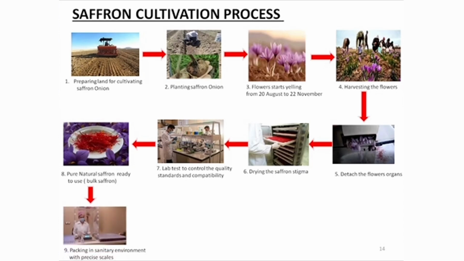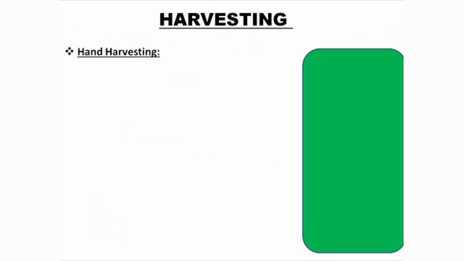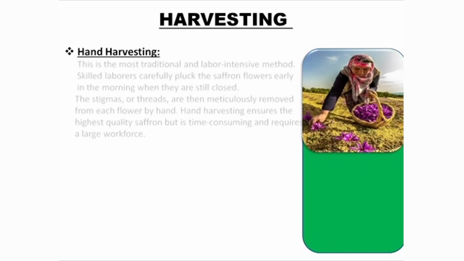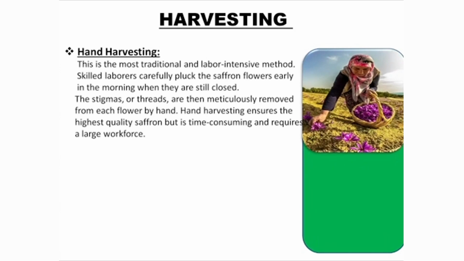And then for the packing part, we generally pack in a sanitary environment with precise scales. Further, we discuss how it will be harvested. Generally, it is harvested in two types. First is hand harvesting. It is the traditional method, but it is labor intensive, and it requires skilled labor who carefully pluck the saffron flower.